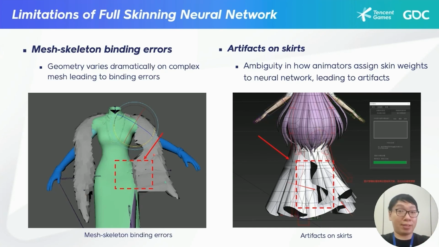The first limitation is the binding errors caused by the complexity of the mesh and skeletons. On the other hand, there are some artifacts on skeletons because of the ambiguities in skin weights assigned by the artist. This ambiguity decreases the accuracy of the neural network. To address these issues, we propose another novel method, the partial skinning neural network.